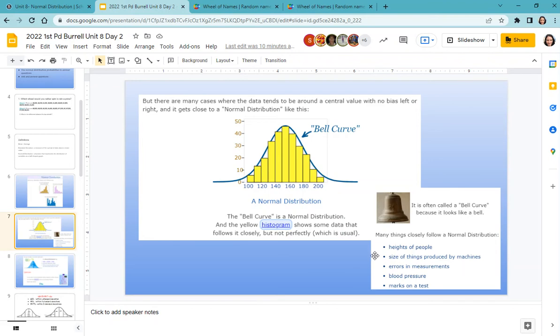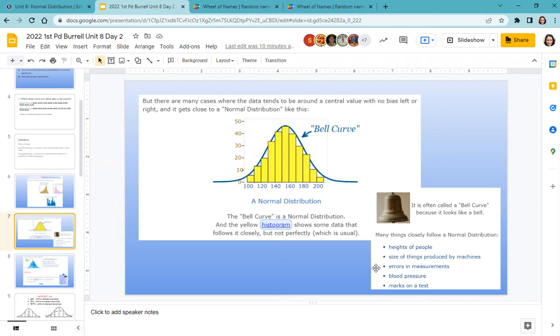Size of things produced by machines. For example, if that bag of chips that you get says it's 4 ounces, it's usually not exactly 4 ounces. It might be 4.001 ounces, or it could be 3.95 ounces. It's about 4 ounces. So the size of things produced by machines is also normally distributed.